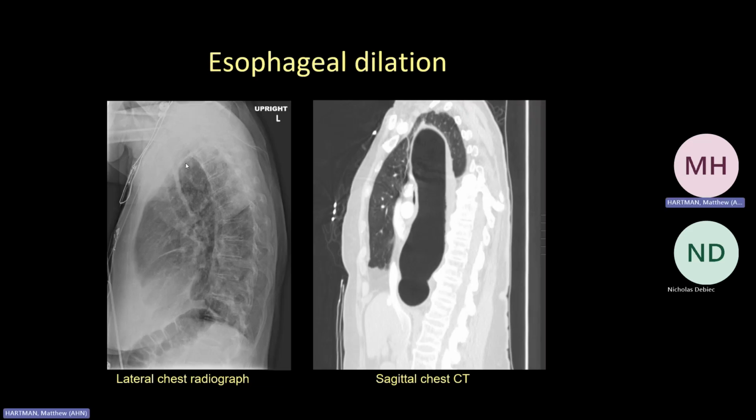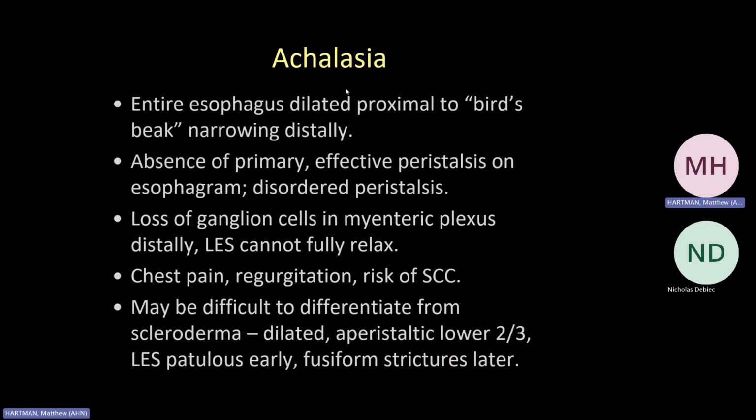Here's a nice lateral radiograph. Again, esophagus is air-filled. Normally, we don't see it this well. The fact we're seeing it tells us it's dilated. Here's a nice CT correlation from the sagittal. A big time dilation, and we saw the narrowing at the GE junction. This, of course, is a case of achalasia.